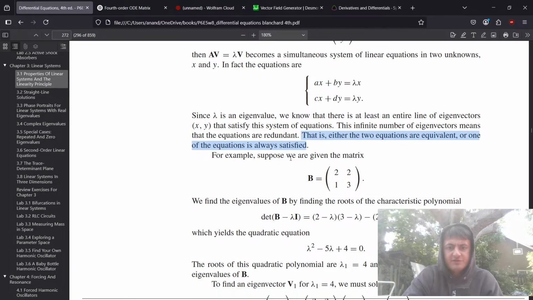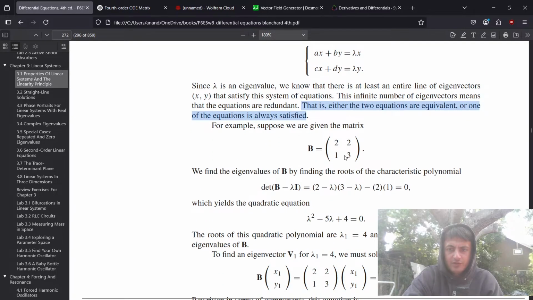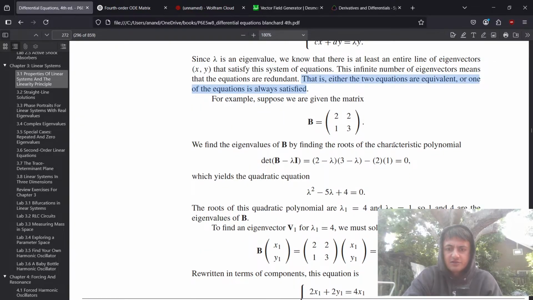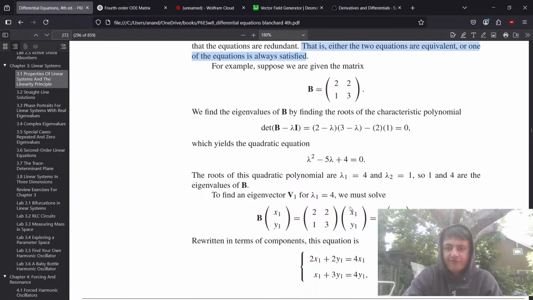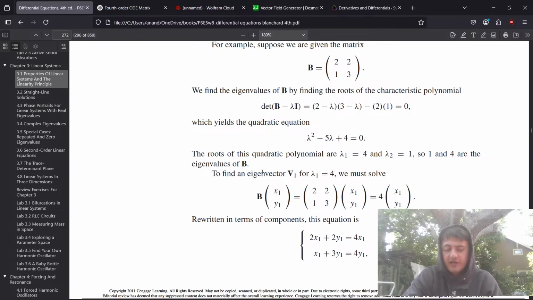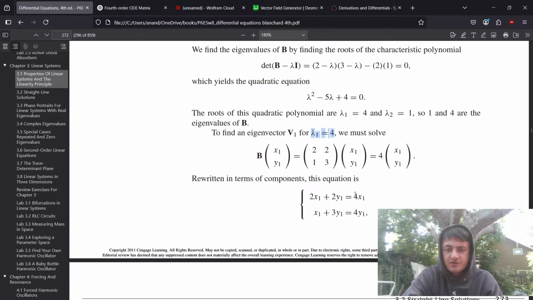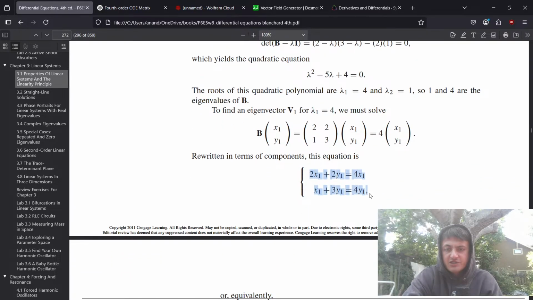For example, suppose we are given 2, 2, 1, 3 as our matrix B. We find the eigenvalues of B by finding the roots of the characteristic polynomial. The roots of this are 4 and 1. So 1 and 4 are the eigenvalues of B. To find an eigenvector for lambda 1 equal to 4, we must solve B times x1, y1 equal to 4 times x1, y1. Then we get this system of equations.